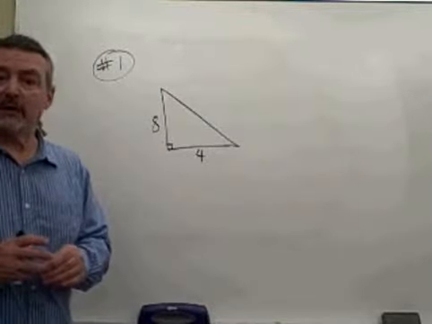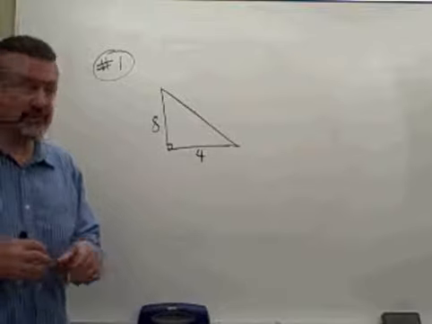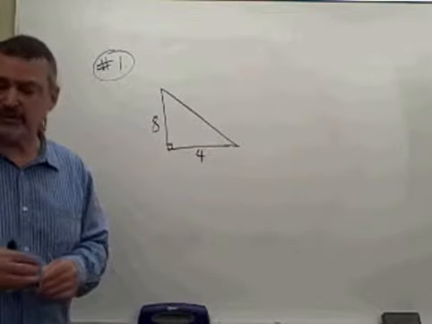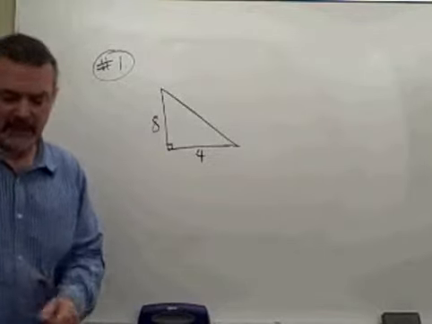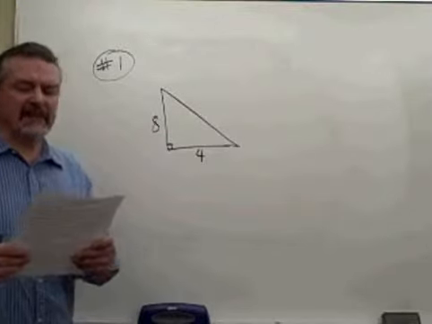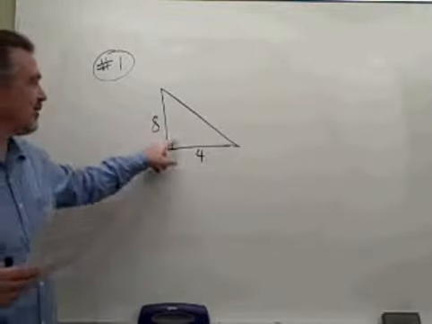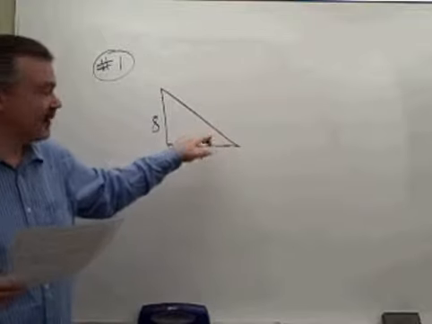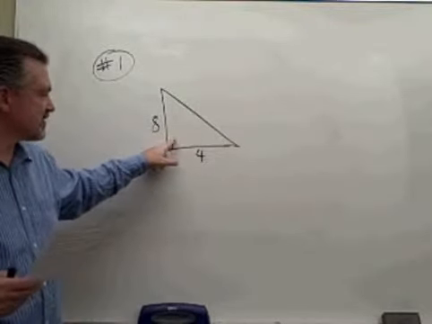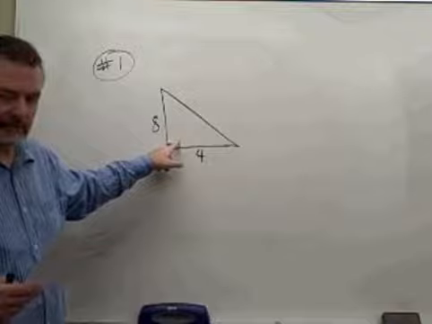Here's the first of our right triangle problems. This is problem number 1 from part 2 of your review sheet. The problem said, find the length of the hypotenuse. Remember, the hypotenuse is the longest side of a right triangle. It's the side opposite the right angle.